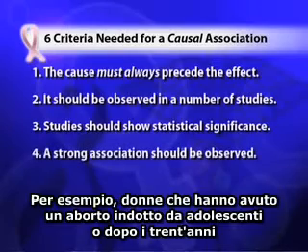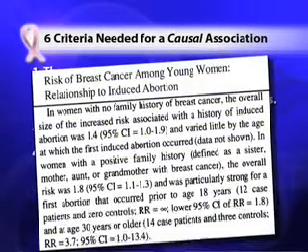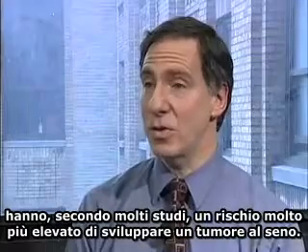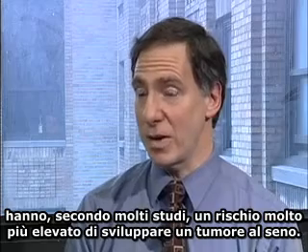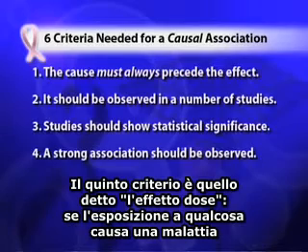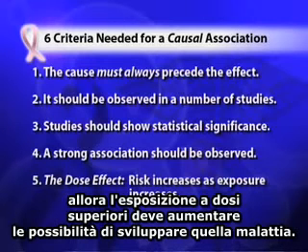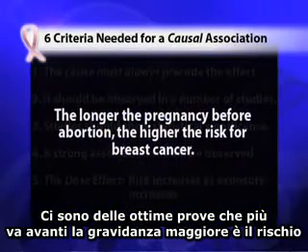Women, for example, who have abortions while they're teenagers, or who have abortions over the age of 30, or who have a family history of breast cancer. Studies have shown these to be at many times higher risk of getting breast cancer. A fifth criterion is one called the dose effect. If some exposure is really causing some disease, and you're exposed to more of it, you should have a greater chance of getting the disease. So there is some very good evidence that the longer the pregnancy goes on, the greater the risk.